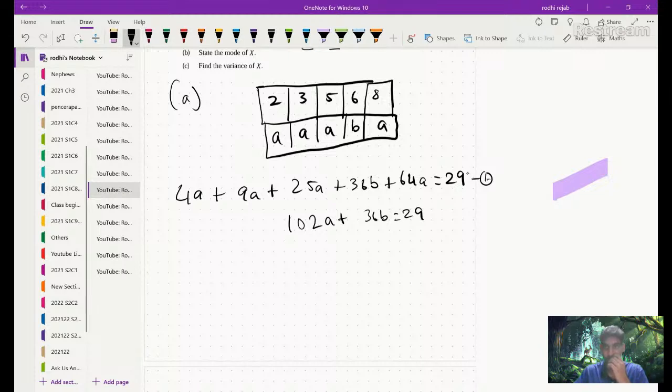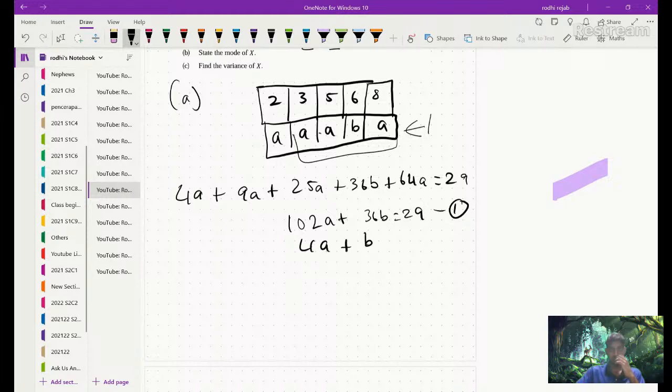This will be our first equation. There are two variables, so to solve it we need two equations. The second equation we can get from the fact that, for a discrete or even continuous variable, the sum of all the probabilities equals 1. So we get 4a plus b equals 1.